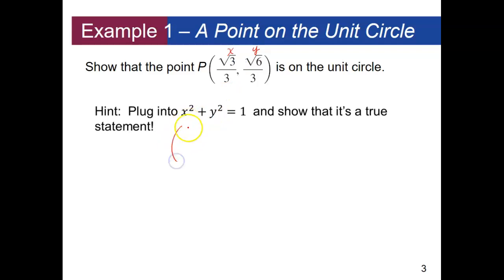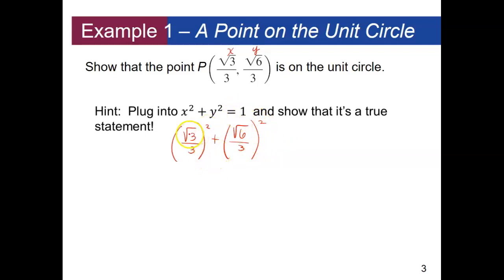So I'm going to put in the place of x, I'm going to put in the square root of 3 over 3. And in the place of y, I'm going to put in the square root of 6 over 3. Okay, and so we're going to check to see if it does equal 1.